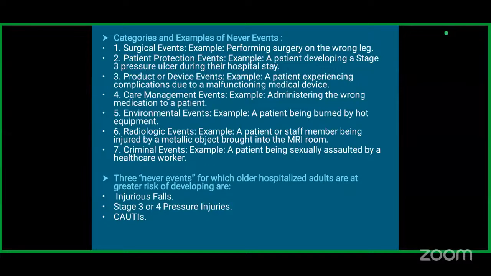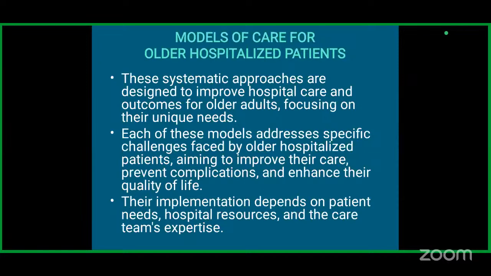The three main never events for which older hospitalized adults are at greater risk include injurious falls, stage 3 or 4 pressure injuries, and catheter-associated urinary tract infection, and we talked about them when speaking about hazards.